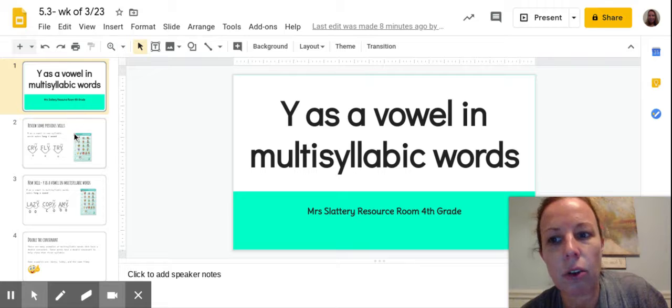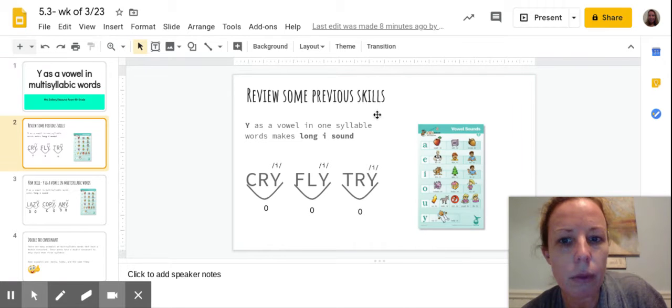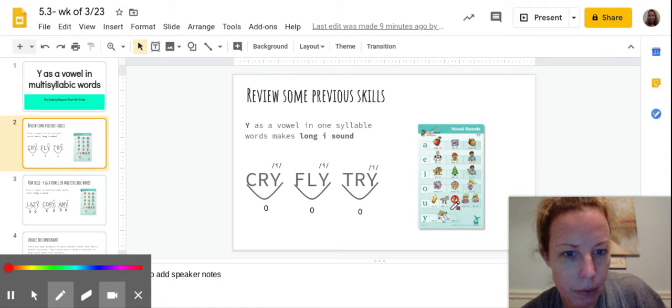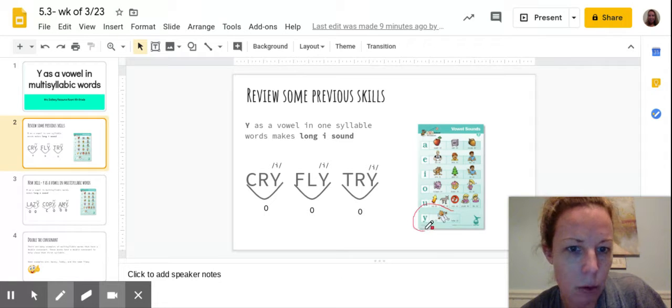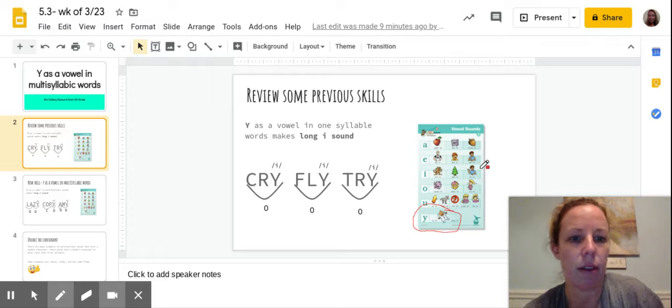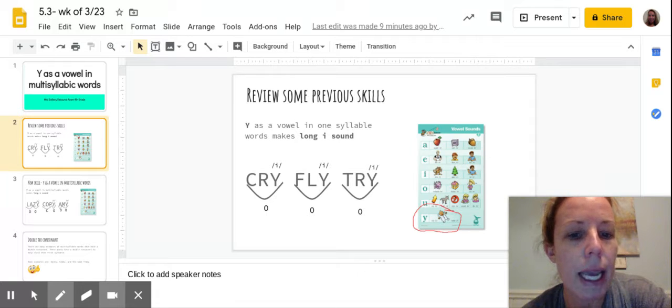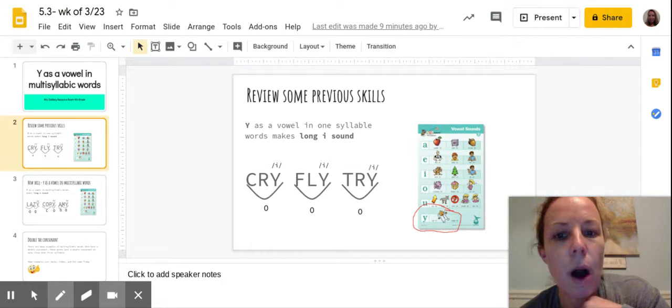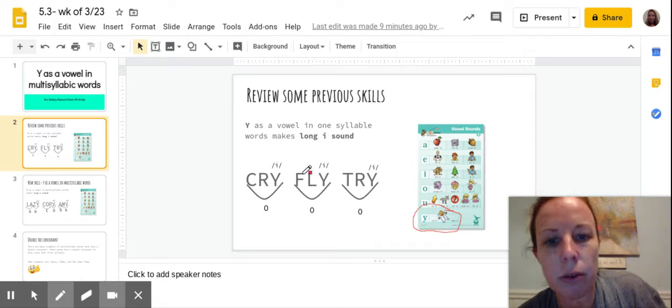Okay, so we're going to start by reviewing. When we have a one syllable word, Y as a vowel makes the long I sound, I. Okay, and on the foundations chart over here, that bottom row, we have our keyword for this concept, okay? So we have Y, cry, I, okay? And that's our first word over here on the left, cry. And you see cry is a one-syllable word, and the Y makes that long I sound.